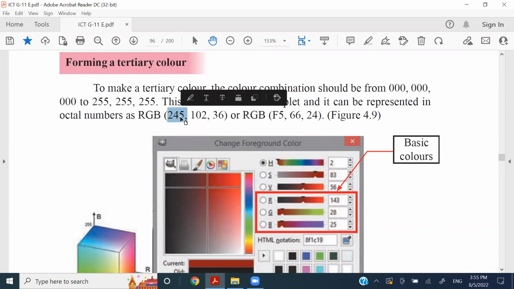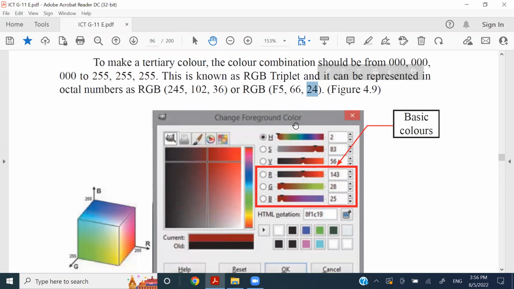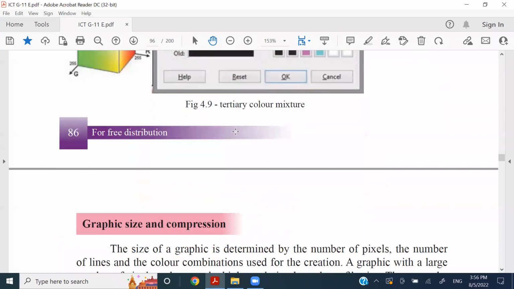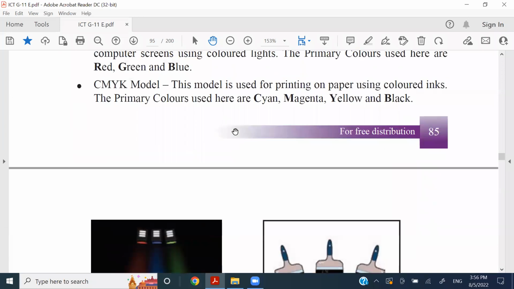Now here, red is 245, green is 102, blue is 36. Or else you can represent that particular decimal value as a hexadecimal one, right? F5 and 66 and 24. Right, likewise. So it is a hexadecimal representation. Anyhow, it's going to be in this range from 0 to 255.